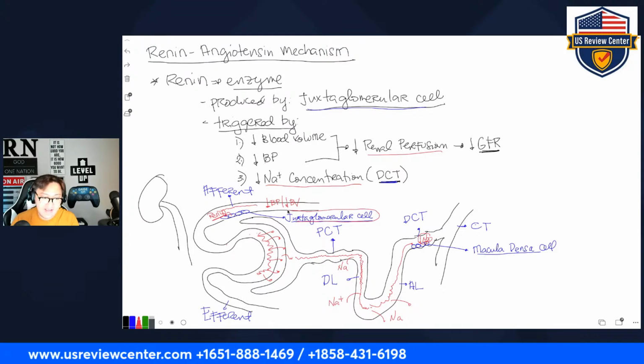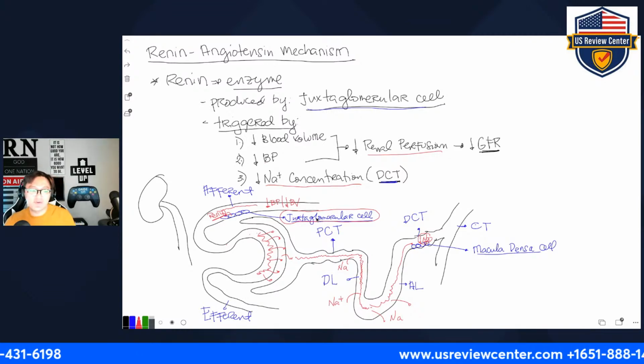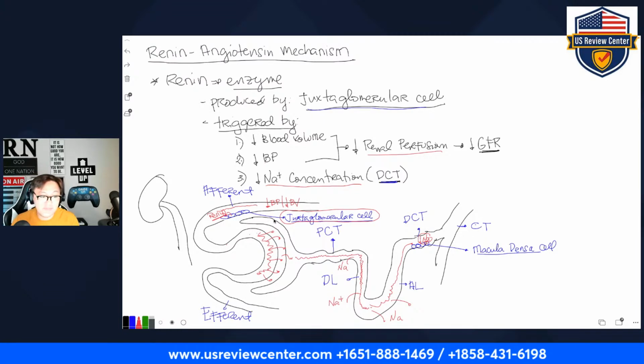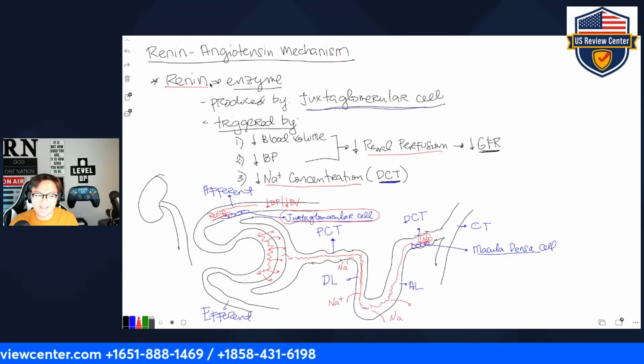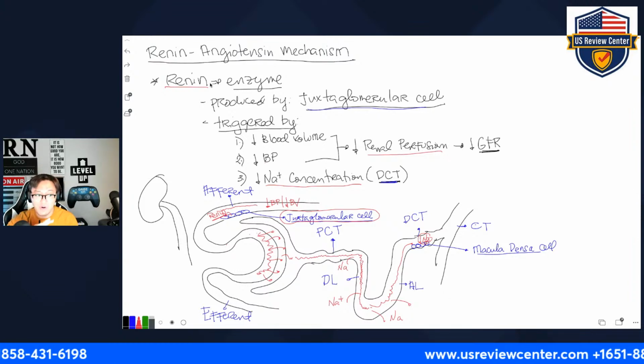Hey, buddy. Hey, buddy, there is a decrease in your sodium concentration. You have to do something about it. So again, as a result, the juxtaglomerular cell will release the enzyme called renin. I hope that's clear. So these are three common factors that can trigger release of an enzyme called renin.